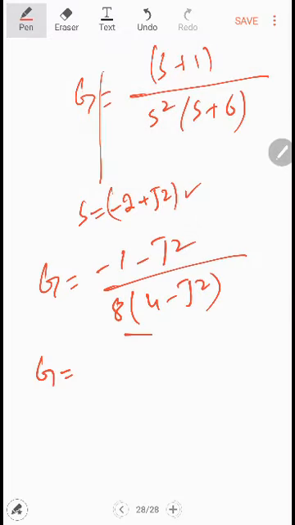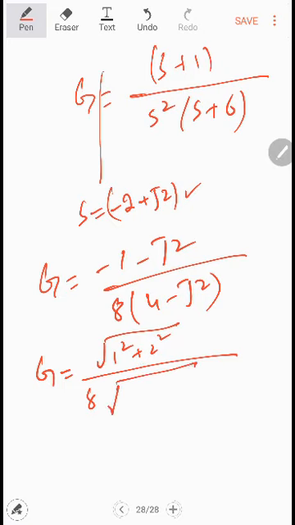And then we have to find the magnitude. So the magnitude will become equal to what? The magnitude of the numerator and the magnitude of the denominator. So this will be equal to the magnitude of 1 square plus 2 square divided by 8, and the magnitude of this one will become equal to what? 4 square plus 2 square.